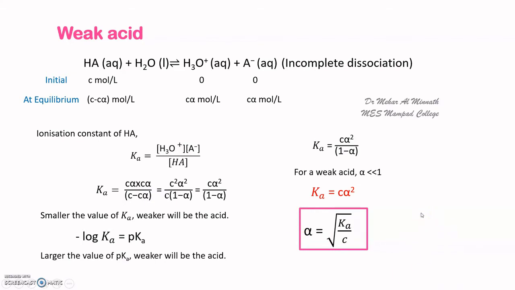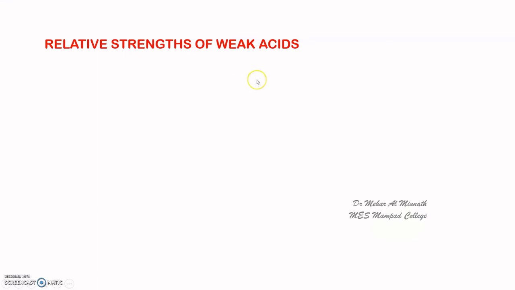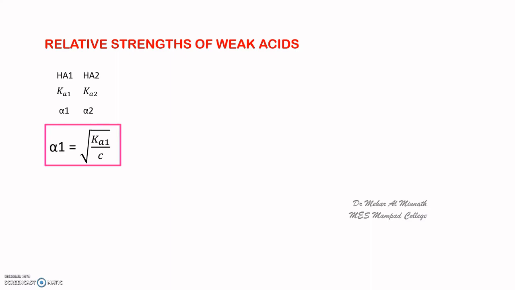Now from this we can compare the acidity of weak acids, that is, the relative strength of weak acids can be known. So suppose we have two weak acids, HA1 and HA2, with dissociation constants Ka1 and Ka2 and degrees of dissociation alpha 1 and alpha 2. Then alpha 1 will be equal to root Ka1 by C and alpha 2 will be equal to root Ka2 by C. So we are assuming that the concentrations of these two acids are the same. Then we can compare the strength of these two acids.